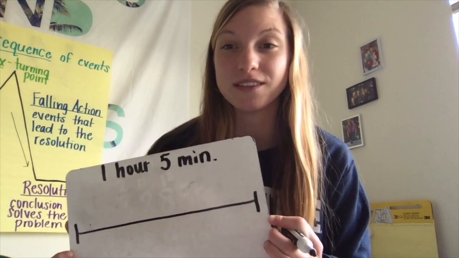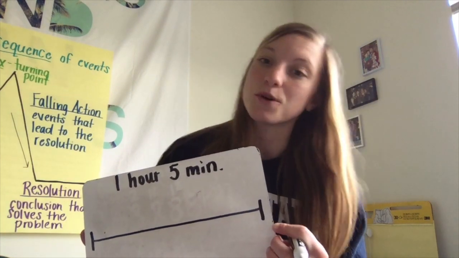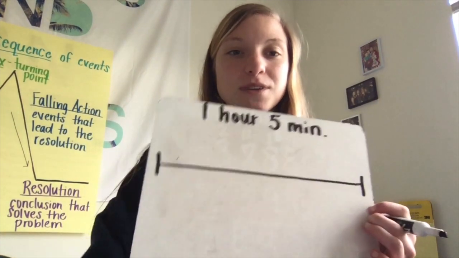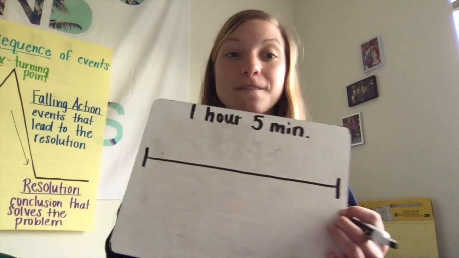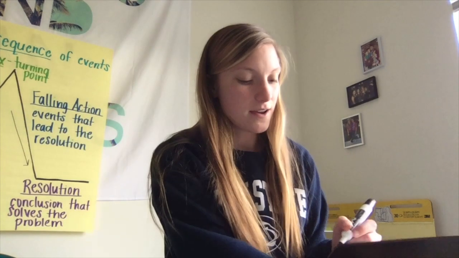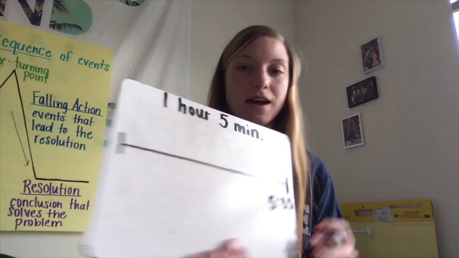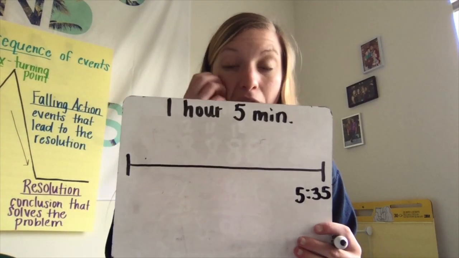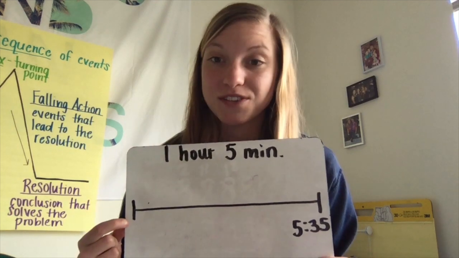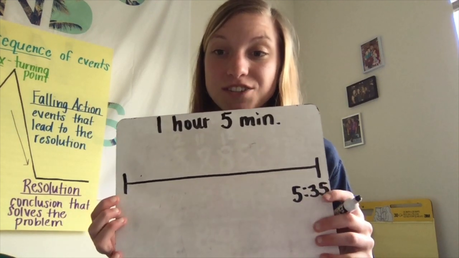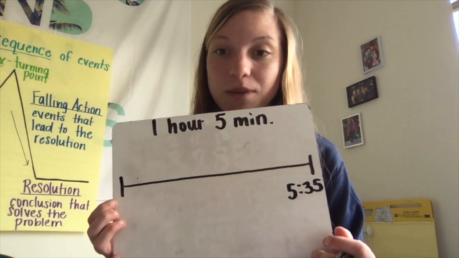So we need to reread that question and figure out whether we know what time he started or what time he ended. So if I reread that question, it says if it was 5:35 when he finished. So I know that 5:35 p.m. is going to be my finish time. And the question is, what time was it when he started? So we don't know our start time, but we know our finish time and we know how long he was reading, 1 hour and 5 minutes.